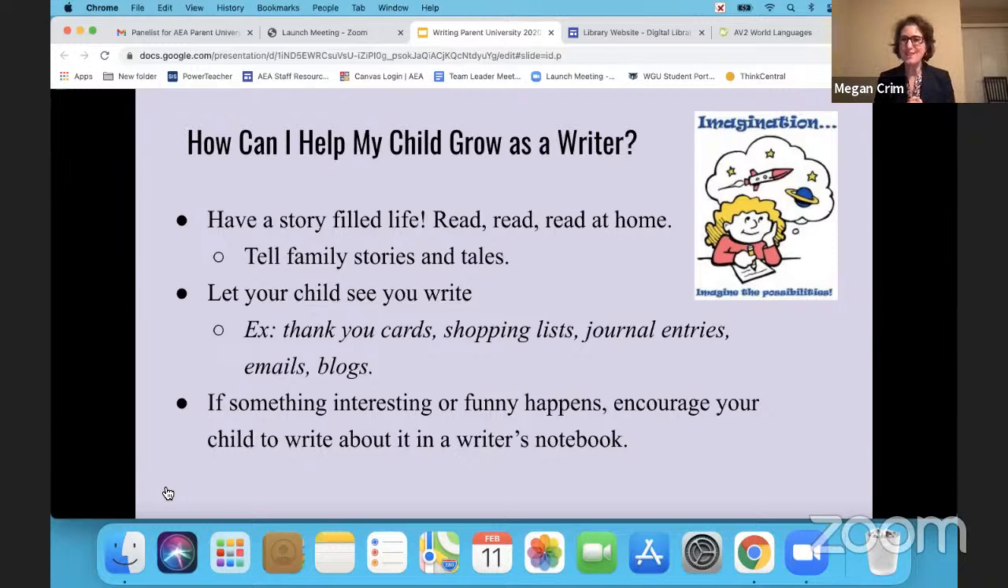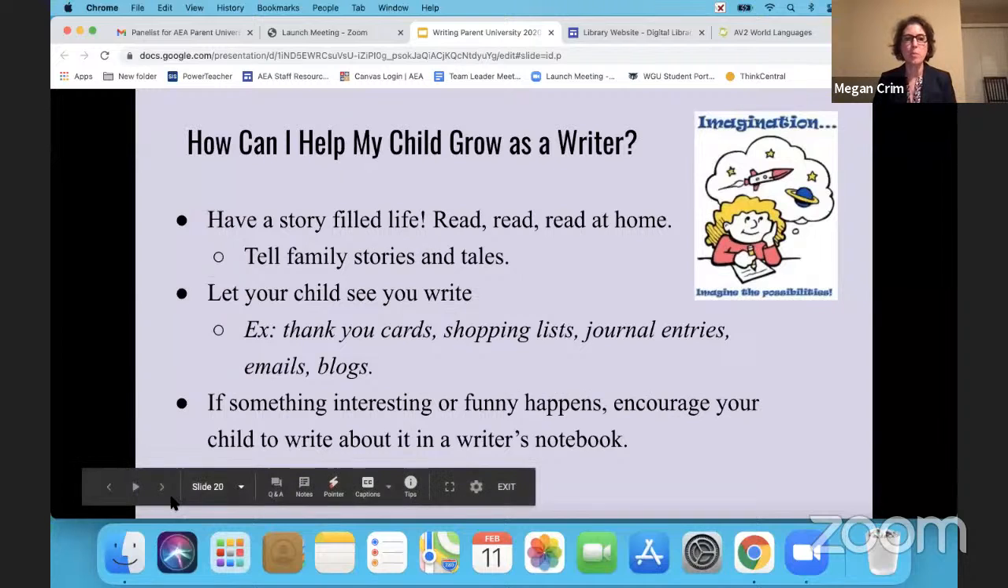Your child needs to see you write. A thank you card, shopping lists, journal entries, emails, blogs, frustration. If something interesting or funny happens, encourage your child to write about it in a writer's notebook.